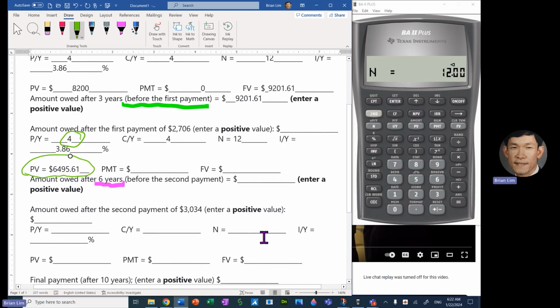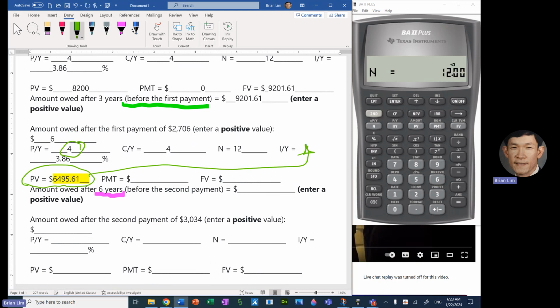Okay, and we have all that we need. So we enter the present value previously because we were able to do that with the calculation right up here. Okay, 6.4. Oh, after the first payment. Sorry, I should have entered that number in here. That is this number right here. That is the number that should be in there, which would be 6495.61.